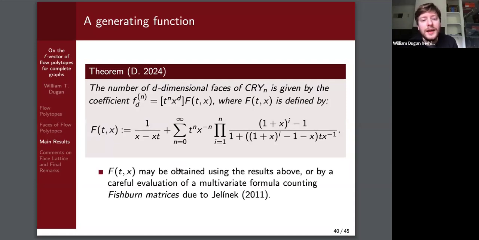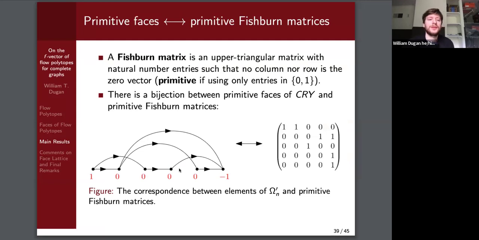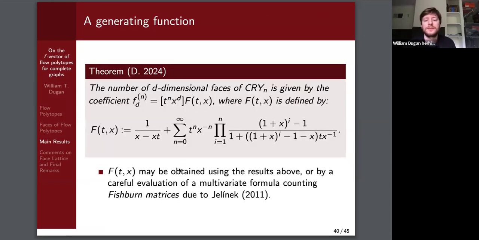So I thought it was a kind of cool result. It's actually not such a big deal insofar as it's very quickly obtained by this connection to Fishburne matrices. So actually you can prove it also. We first proved it with the other results we had. But then there's this connection. Jelinek in 2011 had a multivariate generating function formula for these primitive Fishburne matrices. And by using this bijection between the two, you can basically just evaluate Jelinek's generating function and get this immediately. But anyways, this is more to illustrate that there's connections between these faces and various other combinatorial objects.